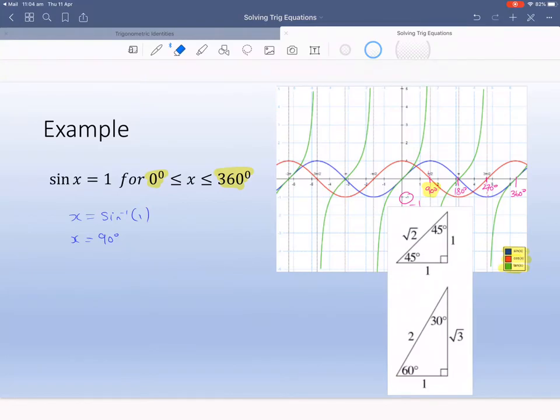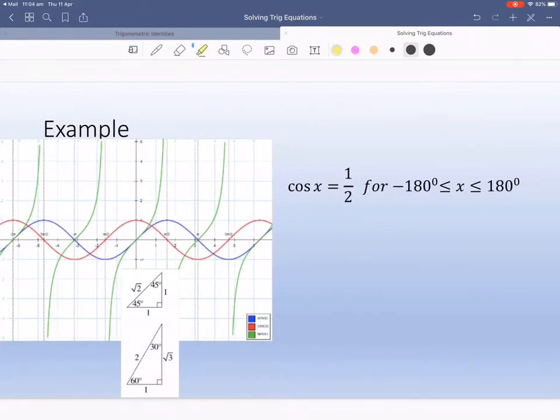Really important that we need to use these triangles. I'm just going to write that for x is greater than 0 and x is less than 360 degrees. Okay, because there's other values where it's 1. For example, here it's 1, but that's in the negative part of it. Okay, let's look at a second example.